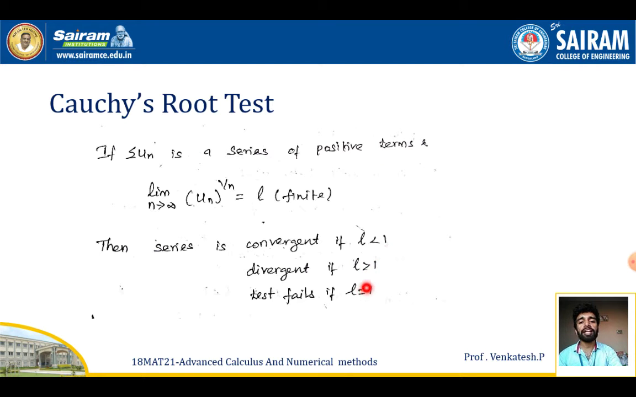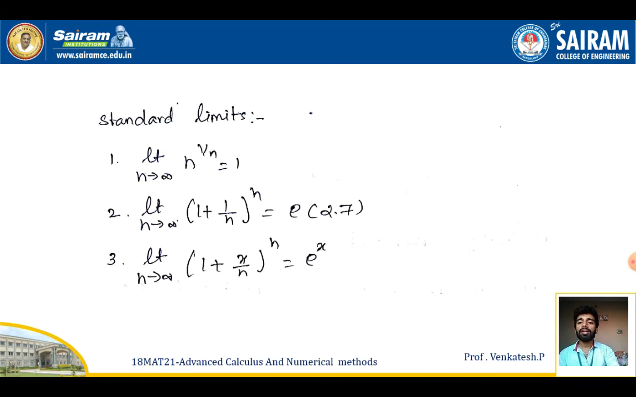Now we'll see a few examples related to Cauchy's root test. Before that, I'm going to give the standard limits again. The first one is limit n tends to infinity n power 1 by n, which we can replace as 1. Limit n tends to infinity 1 plus 1 by n whole power n, we can replace as e. Limit n tends to infinity 1 plus x by n whole power n can be replaced as e power x. So we'll discuss some examples now.